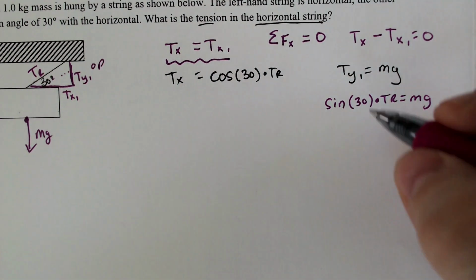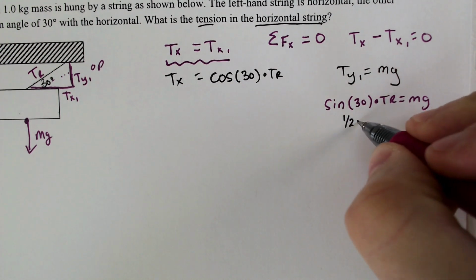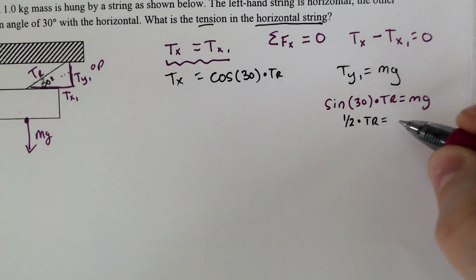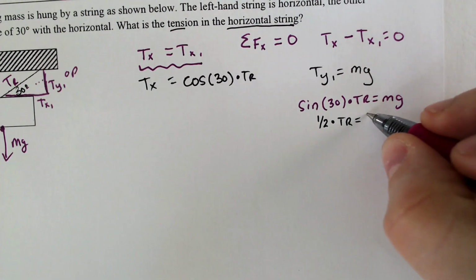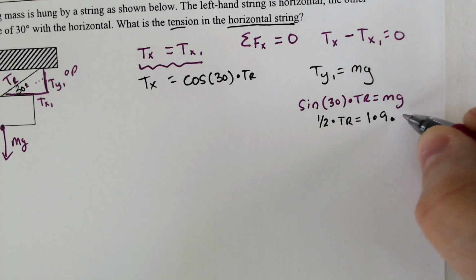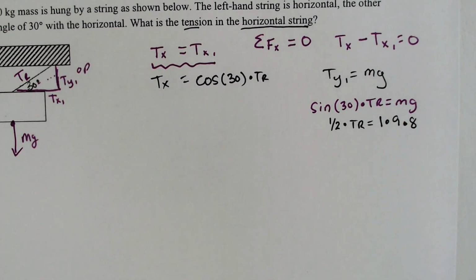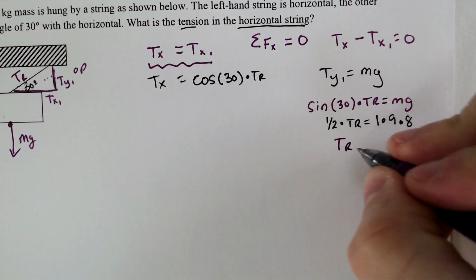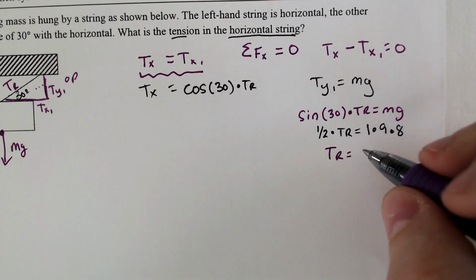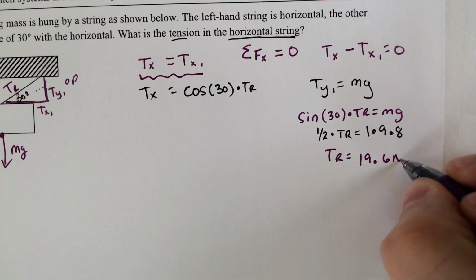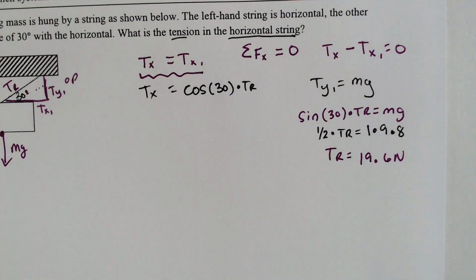Okay, so with that in mind, we got sine of 30, that's 1/2, times Tr will equal m. What's the m? Well, that would be the mass. This mass is a 1 kilogram block, times gravity, 9.8. So if we do that, we would end up with 9.8 divided by 0.5, which ends up being the tension of the regular, angled string would be equal to 19.6 newtons. All right, that's great.